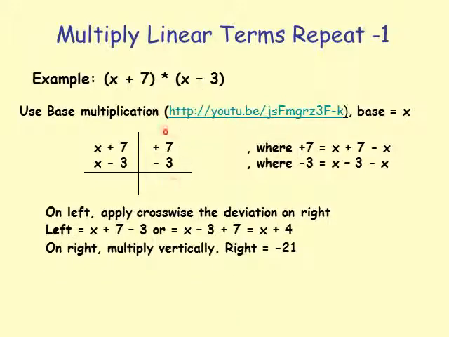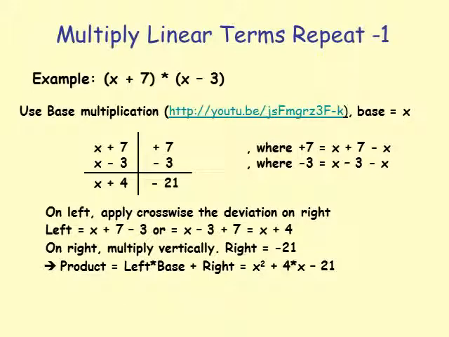On the right side, I multiply vertically: plus 7 times minus 3 is minus 21. So we got x plus 4 on the left side and minus 21 on the right side. Let's see how we go about doing the multiplication. This product, x plus 7 times x minus 3, is the left part times the base, plus the right part. If I do that, I get x squared plus 4x minus 21, which is the same number we got before. Okay, let's continue.